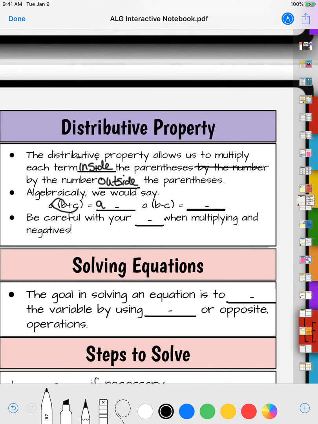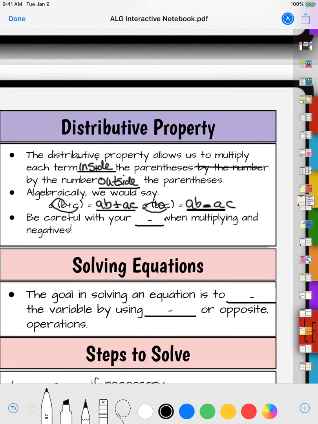So a times b, and then we're going to keep the sign that's in there: ab plus ac. So for this one, a(b − c), we're going to distribute the same, but we're going to keep the sign in the middle. So we get ab subtract ac.